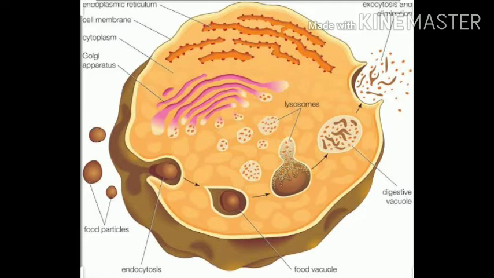And this strongest digestive juice is made from the RER, or rough endoplasmic reticulum. It means proteins are also present in it. So this is all about the lysosome.